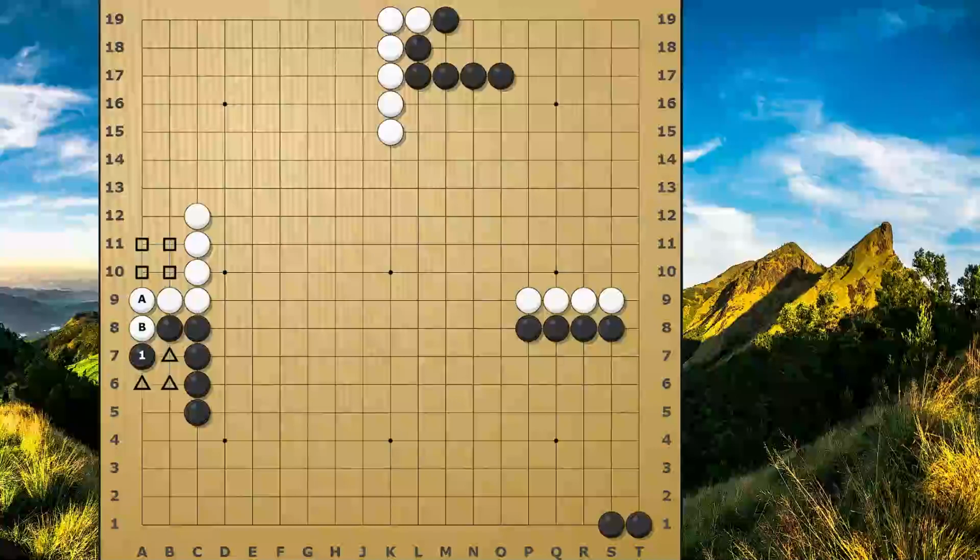It's 1 move for black, 1 move for white. What is the difference? The difference is 2. It's a black move plus a white move. So there's a 2 move difference between this and this.